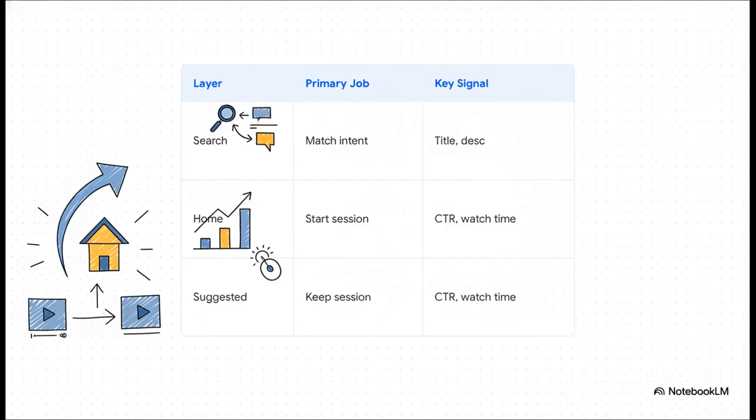So search, that operates like a traditional search engine, matching your query intent using your titles and spoken content. Then you have suggested videos, which are just trying to keep your current viewing session going. But the homepage, that is where the real growth happens. Its primary job is to surface videos to start a brand new session, and it pushes content to non-subscribers based mainly on personalized click-through rates and watch time. If your homepage click-through rate is weak, your channel's growth is going to stall out, and that's regardless of how amazing your search SEO is.